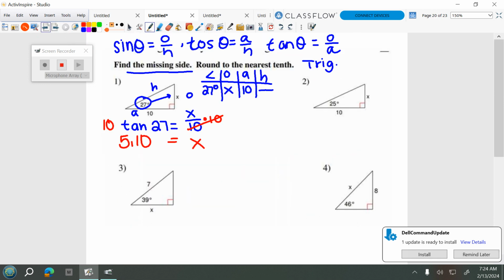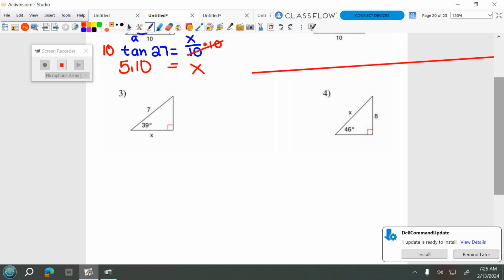Next part is trig. So I'm actually going to leave that one right there so we can see it. We're going to use sine theta equals O over H, cosine theta equals A over H, tangent theta equals O over A. So we're going to do number 3.